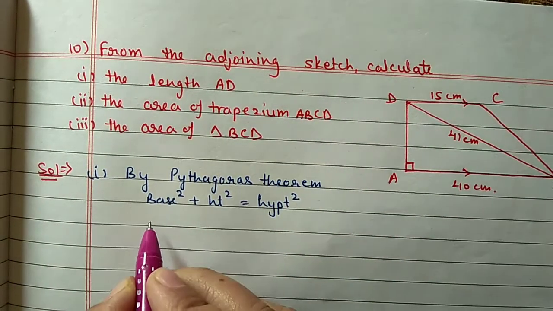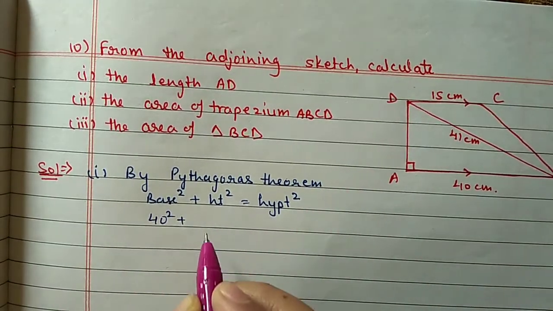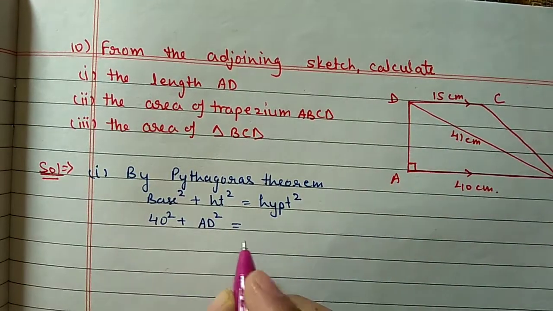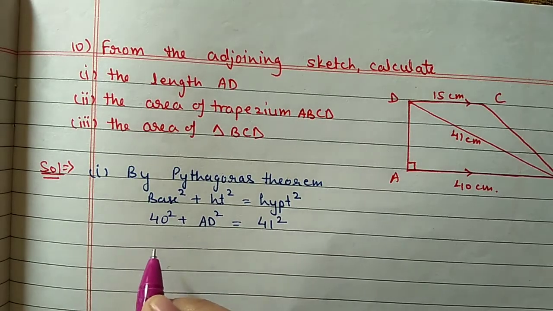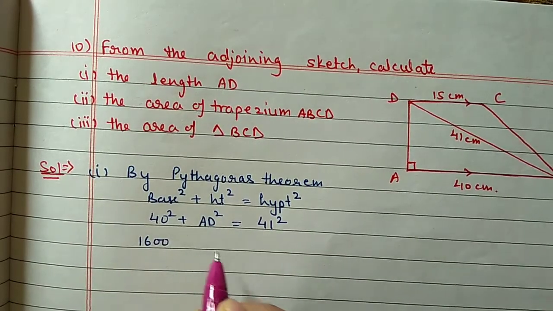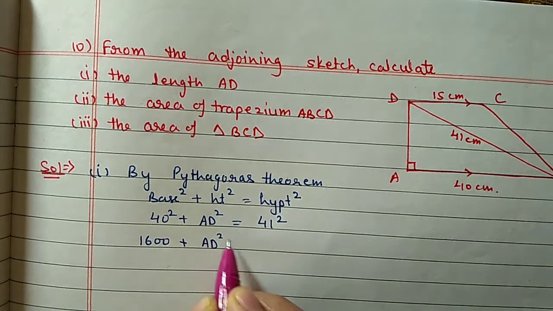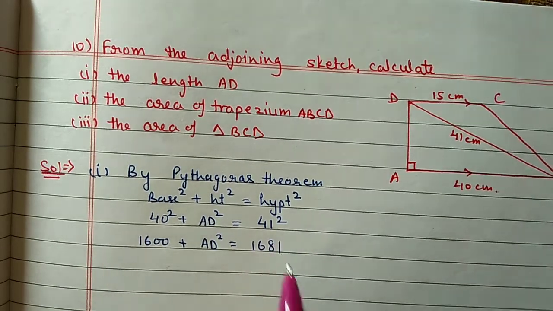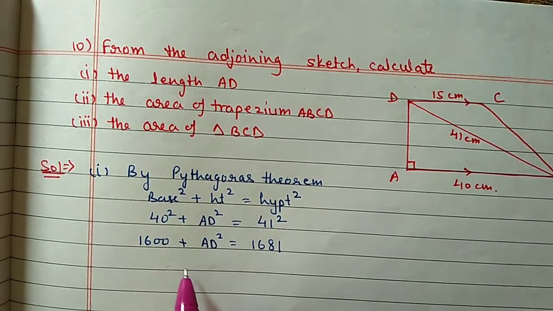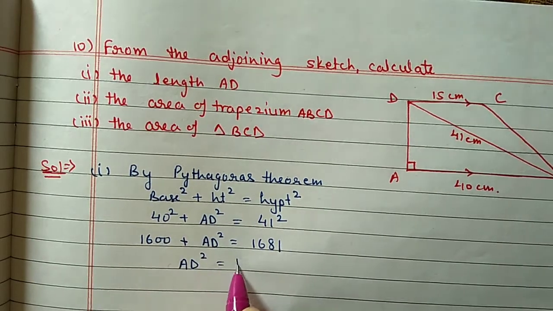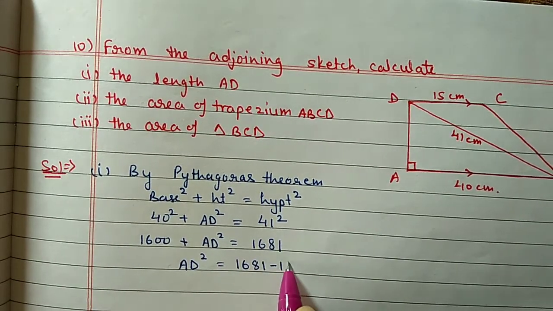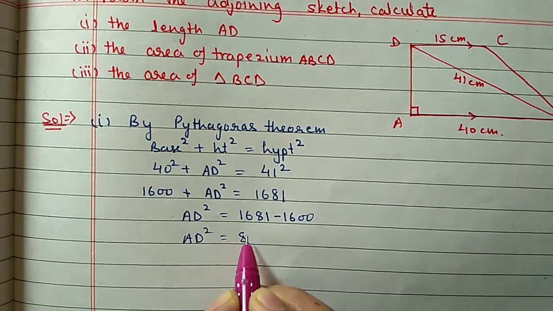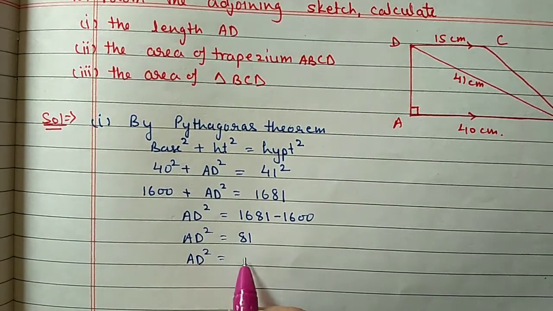Base you can see here, it is 40 centimeter and height is AD, and hypotenuse is this side opposite to 90 degree, 41, whole square. So 40 square is 1600, AD square as it is, and 41 square is 1681. Now this 1600 we can shift to the other side, so we will get AD square is equal to 1681 minus 1600. So AD square equal to 81.